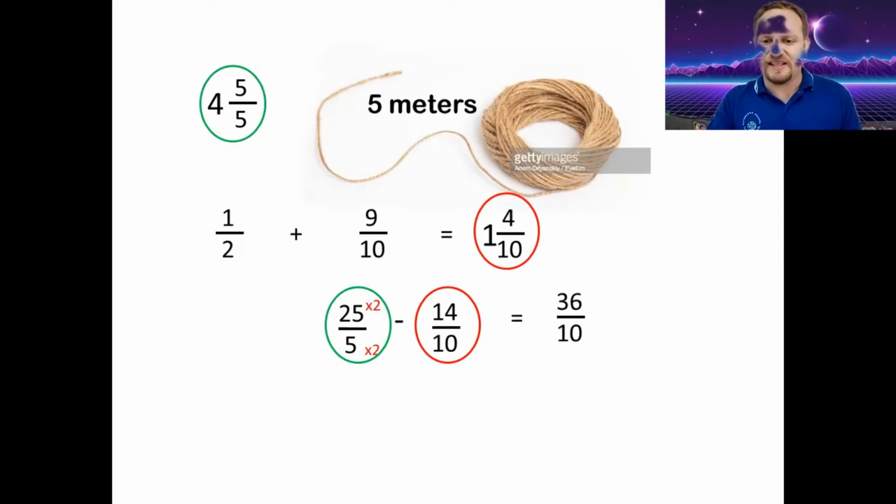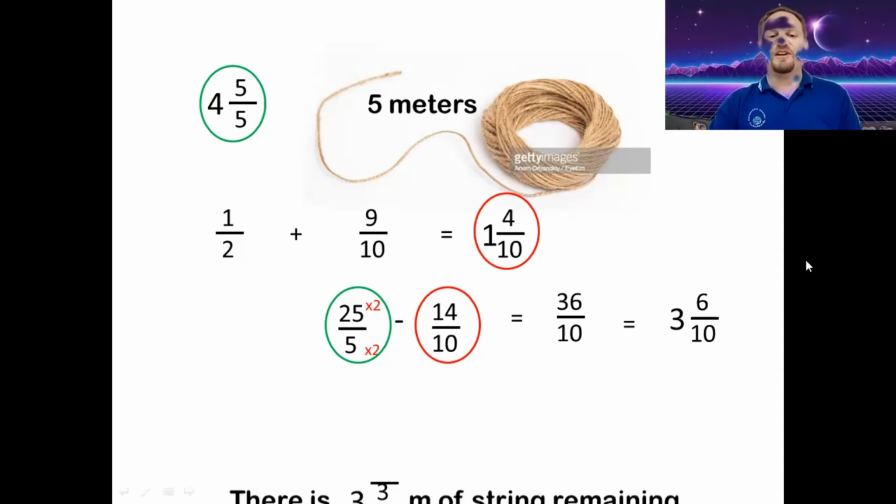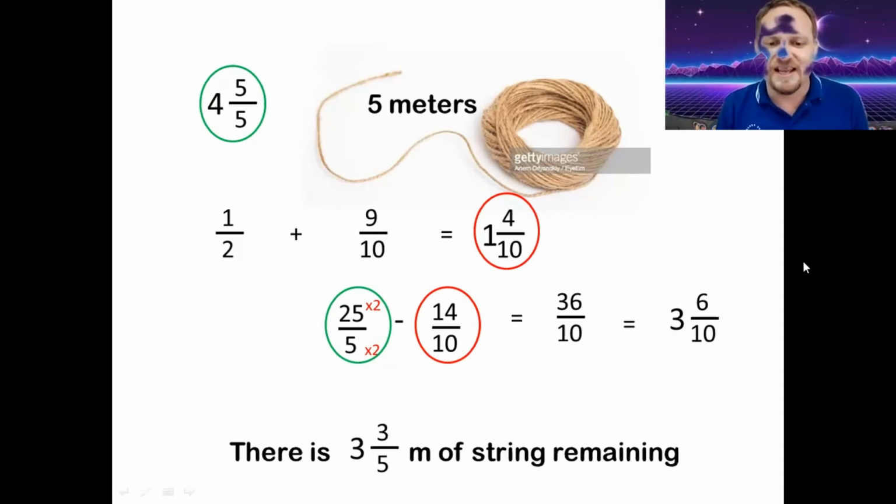Let's divide 36 by 10. That gives us 3 and 6 over 10. Can we make smaller? Can we simplify? Yes, we can. Your sentence answer would look like this. There is 3 and 3 over 5 meters of string remaining.